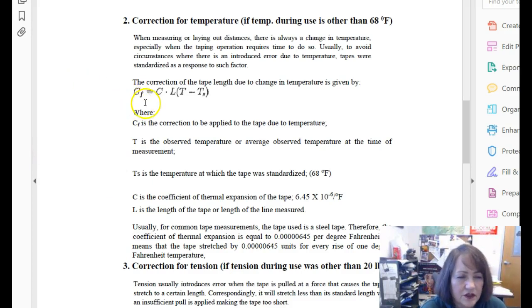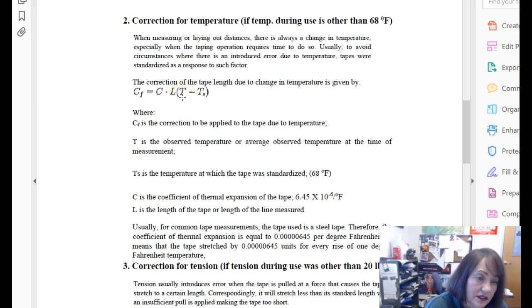Now, the temperature correction is always equal to C, which is the coefficient of thermal expansion. That number is given to you right here. It can be a little different from tape to tape, but in general, 6.45 times 10 to the negative 6 per degree Fahrenheit is a pretty common value. T sub S is the temperature at which the tape was standardized. It's almost always 68 degrees Fahrenheit. And T here is the actual temperature, and L is the measurement that we have taken. So in other words, that would be the tape measurement, right?